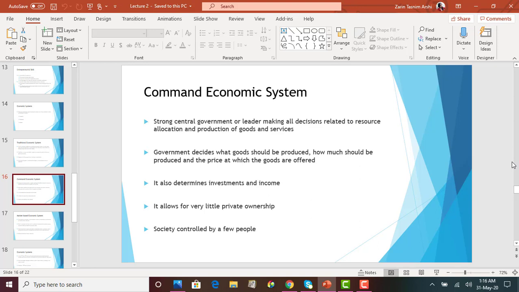There is no entrepreneur under this type of system. It allows very little private ownership, and investments and even income are determined by the government. Society is controlled by a few people. An example would be North Korea. Government controls what each individual will get, what items and how much quantity each individual will get. Okay, so that's the command economic system.